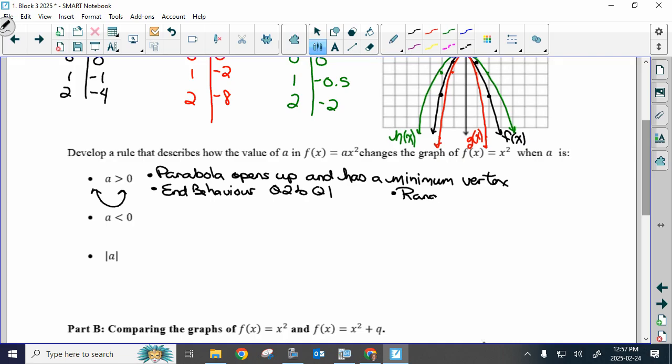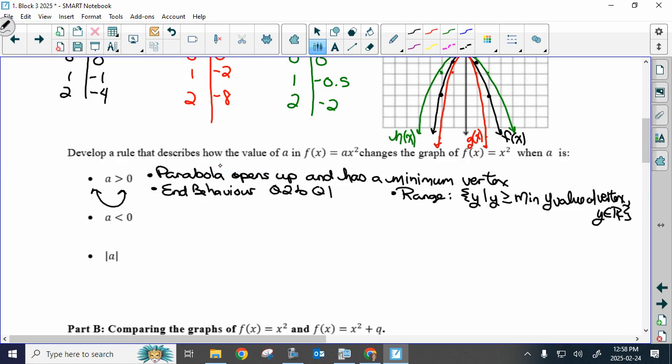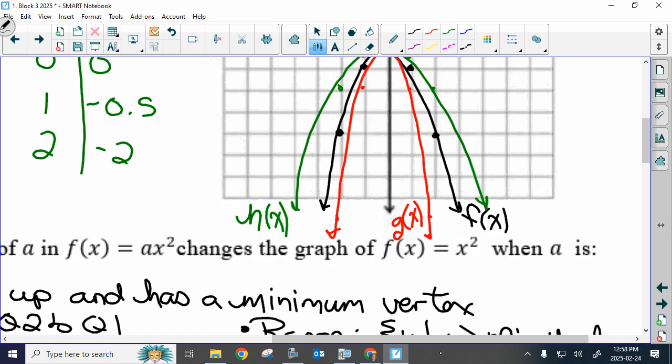Your range is going to be y such that y is greater than or equal to the minimum y value of vertex, and then y is an element of the real number system. So range is always connected to y's. Your turning point will always be your maximum or minimum value. So your range, can you guys read that? Do you want me to write it bigger? Here, I'll fix it because I can see people squinting at it.